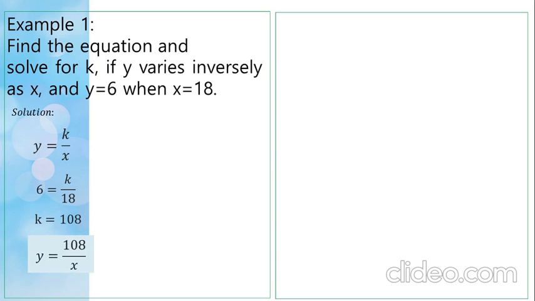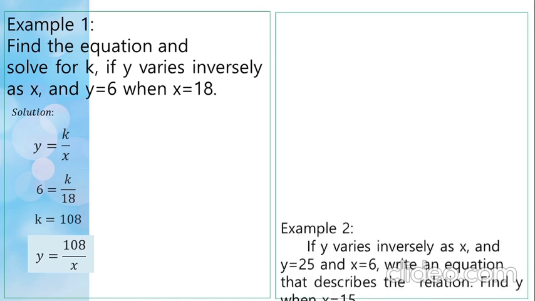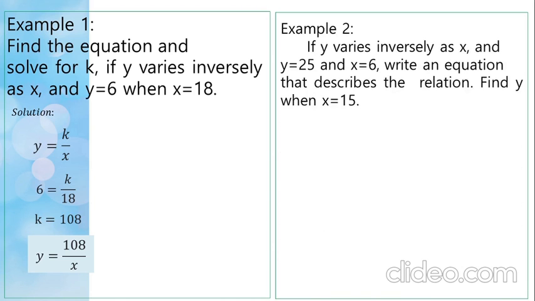For the equation of the variation, in place of k, we write 108. Therefore, we have y is equal to 108 over x. Let's have another example. If y varies inversely as x and y is 25 and x is 6, write the equation that describes the relation. Find y when x is 15.